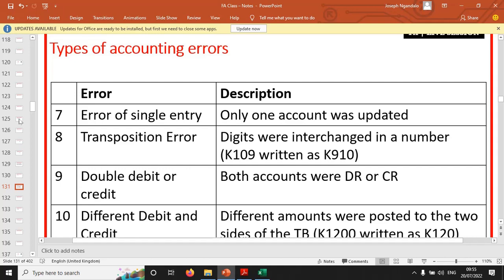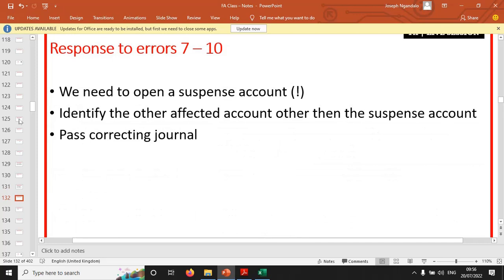Instead of writing 1,200, you forget a 0 and write 120. You're going to have a different debit and credit. You debit 1,200, and then you credit 120. There's going to be a difference. Now listen. You can take down some notes. We need to open a suspense account when the last 4 errors happen. You understand? And then the suspense account shall be part of the journal double entry. Okay? Write something.